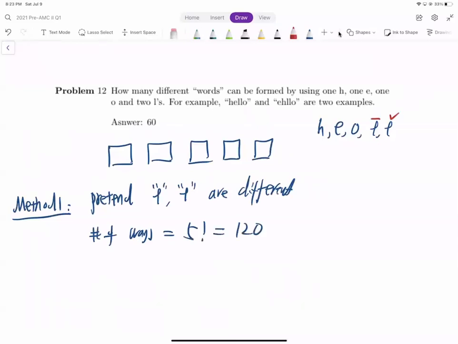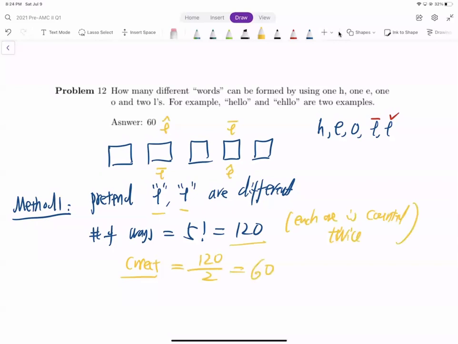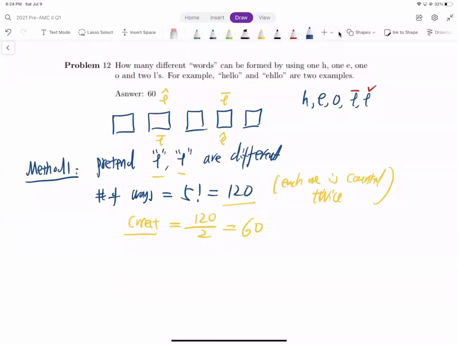But then we have to correct it, because the 2 L's are actually identical. Each one is counted twice, because if you put this L here and that L there, or swap them, they are actually the same. So pretend L's are different and we get 120, but actually they're identical, so each one is counted twice. The correct answer has to be divided by 2, which is 60. Okay, now this is one way to do it.